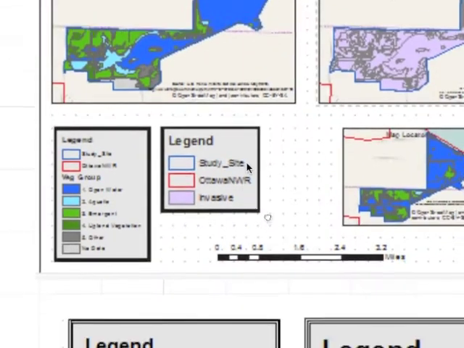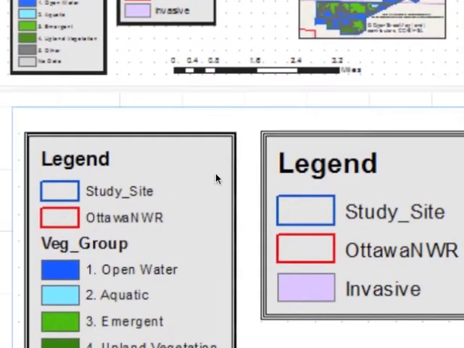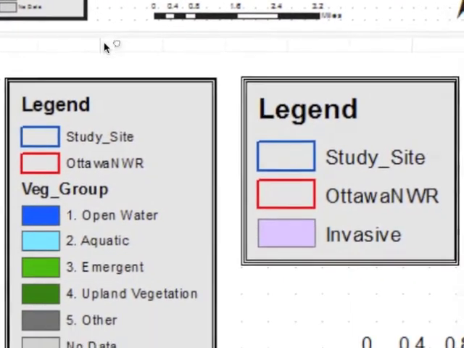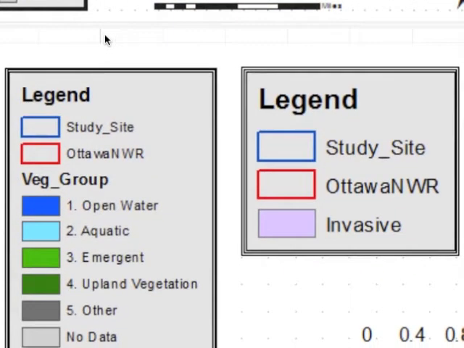Actually, we can zoom in here on this legend. You can see it better. Here's a classic example of using defaults, default names. So this Ottawa NWR and study underscore site, the word legend here, it's all very unprofessional looking. If I saw this on a map, I would not hire this person for a job.